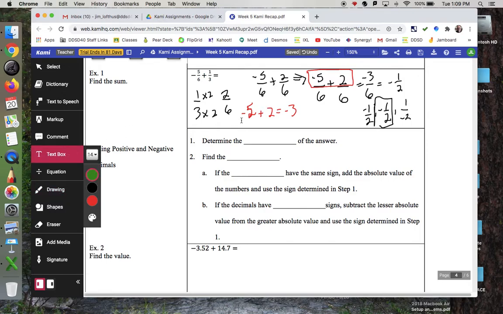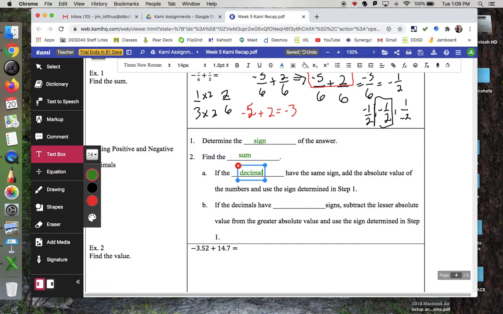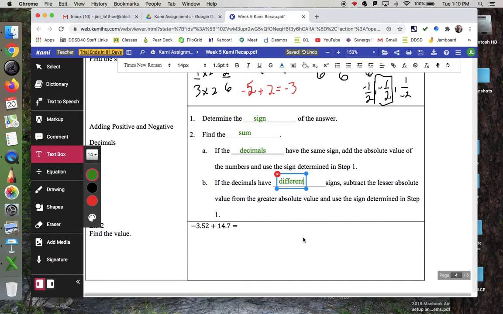Next, we're going to deal with decimals. So determine the sign of the answer and then find the sum. So if the decimals have the same sign, find the absolute value of this number and use the sign determined up here in step 1. If the decimals have different signs, for example, if one is positive and one is negative, then we subtract the lesser absolute value from the greater absolute value and use the sign determined above. So that's just like we learned with integers last week.